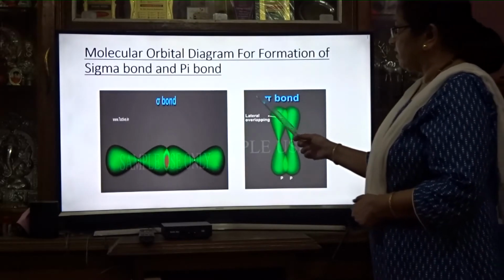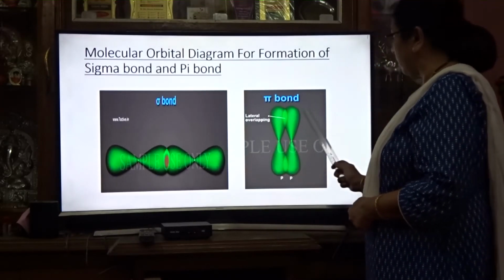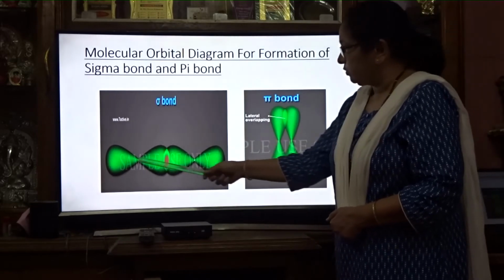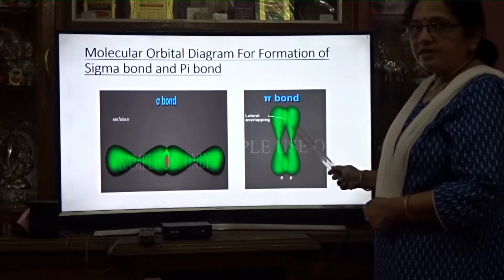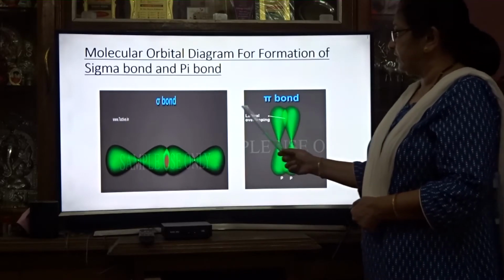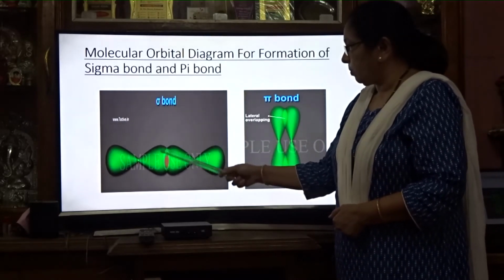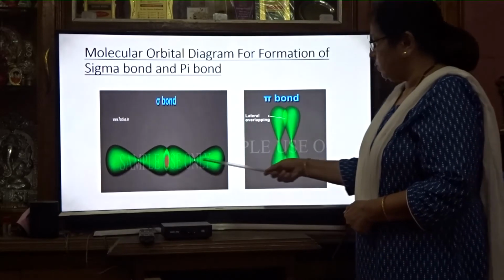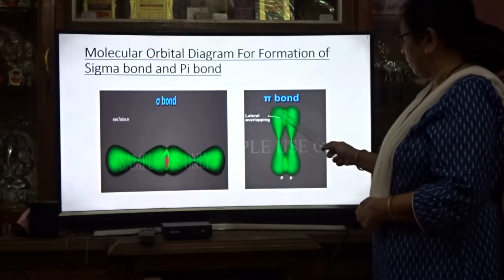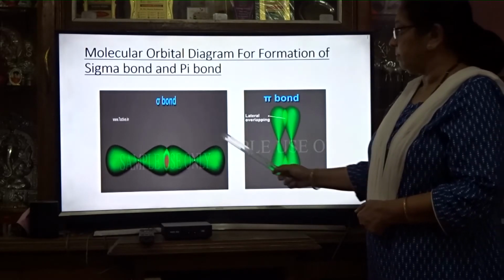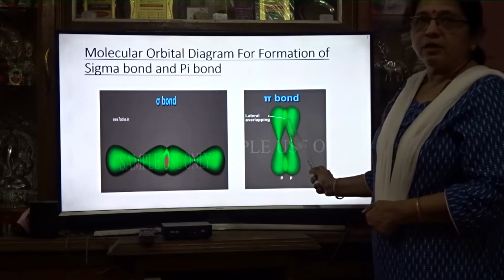So once more we are revising here. How is a sigma bond formed? How is a pi bond formed? A sigma bond is formed by axial overlap, a pi bond is formed by lateral overlap. This we have seen in the first slide. Once more we are revising: how is a sigma bond formed? By axial overlap. How is a pi bond formed? By lateral overlap. So remember this.